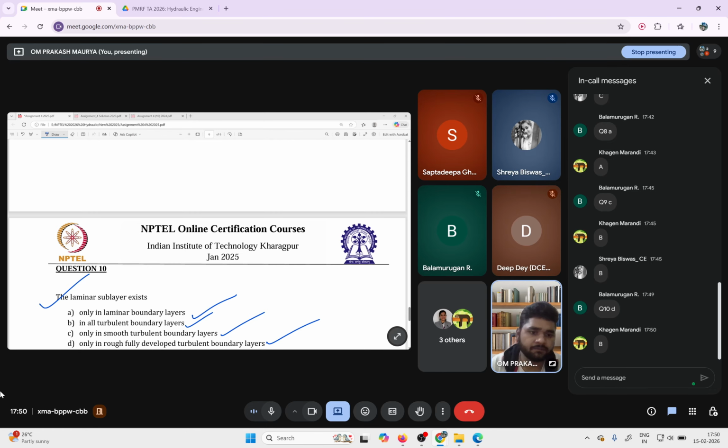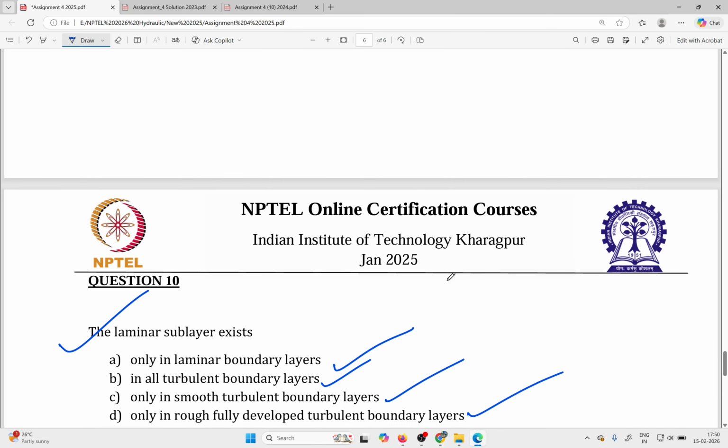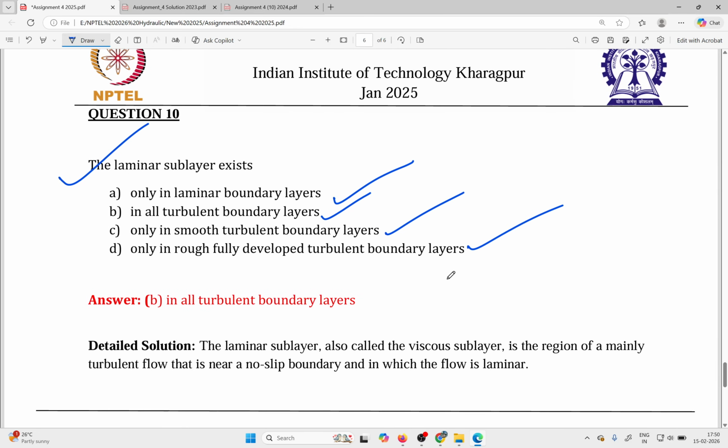B option, okay. Kagan is telling B option, in turbulent boundary layers. Bose is also telling B in turbulent boundary layers. Deep is also telling. Okay, option B should be correct. Let me show you. Yes, option B is correct.